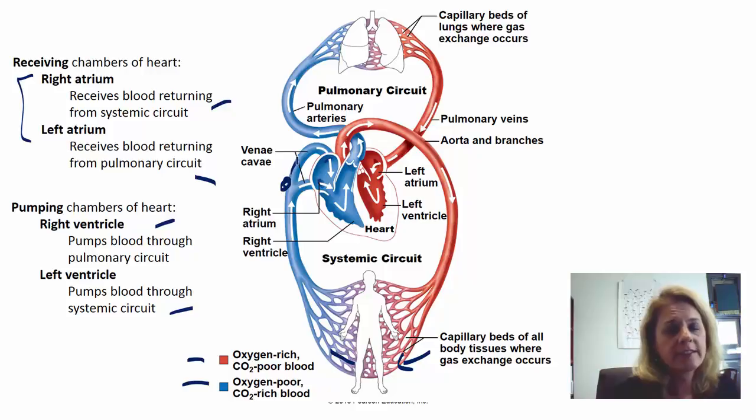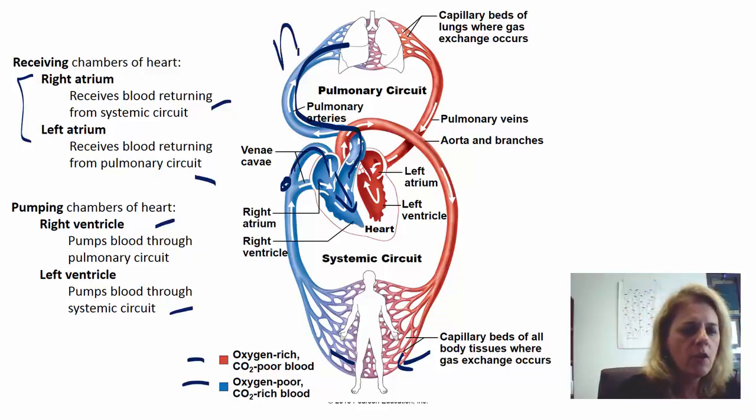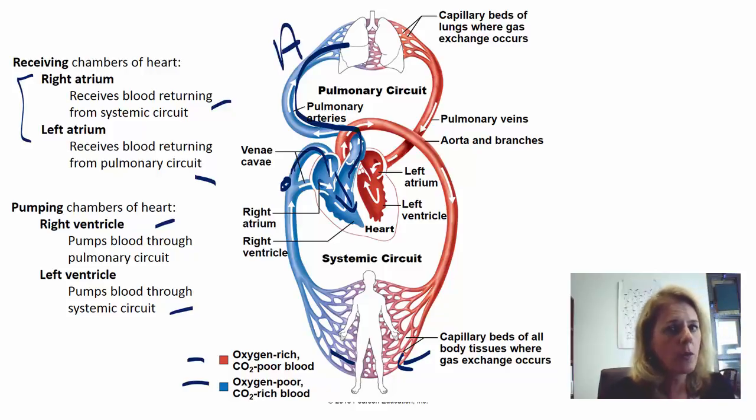So blood's returning, it's deoxygenated, goes into the right atrium to the right ventricle. Okay, now it leaves the right ventricle and it enters into the pulmonary circuit, where it goes out to the lungs, drops off the CO2, picks up the oxygen. Now this is an artery, even though it's blue, it's going away from the heart, it's taking blood to the lungs.